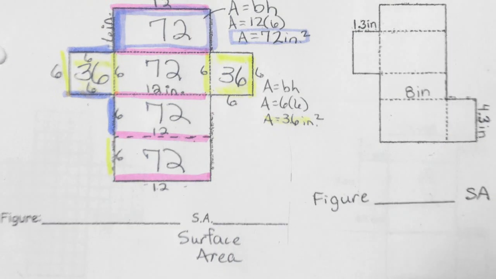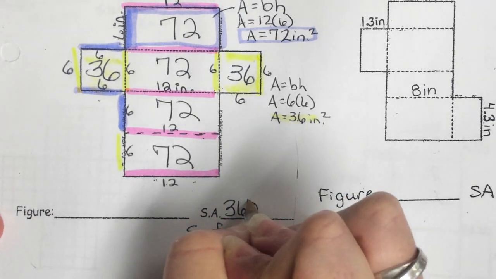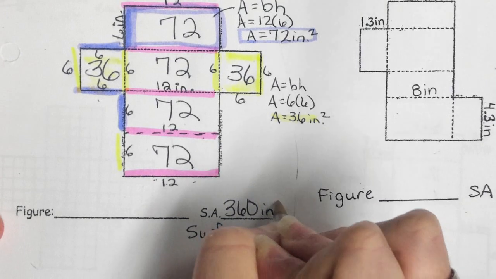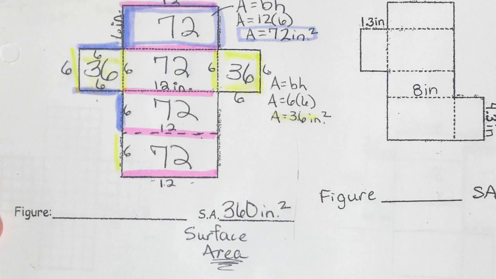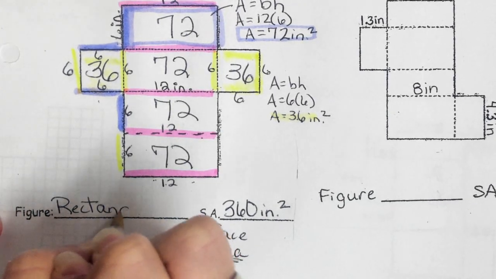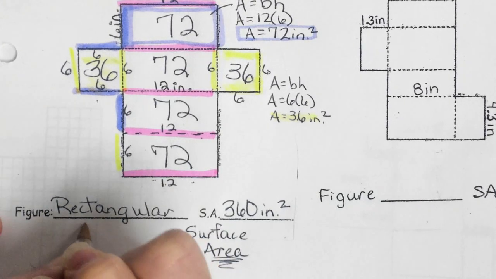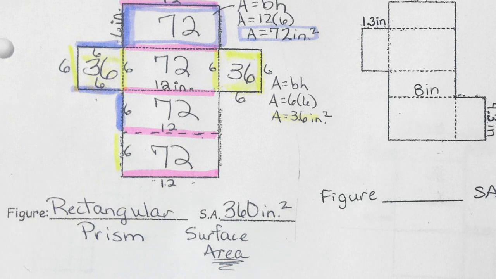And you got 360, yes. So it is 360. I look back and it's inches, and it is squared because it is area. And the figure is a rectangular prism. Good. Okay. So that's kind of the easier one, because you can see the numbers down the middle are all the same. Okay. Is everybody good with that one?